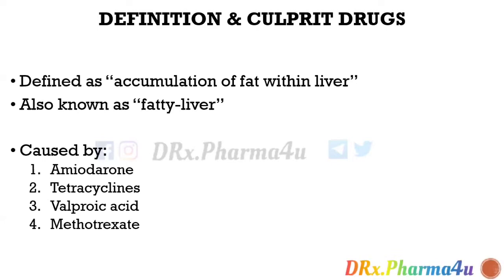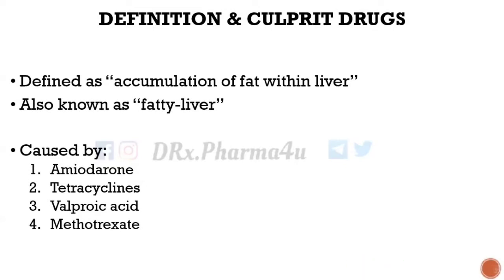So it is defined as accumulation of fat within hepatocytes or liver. It's also known as fatty liver. It is caused by amiodarone. Amiodarone is actually an antiarrhythmic agent. It is actually a broad spectrum antiarrhythmic agent. It is used in a variety of arrhythmias.